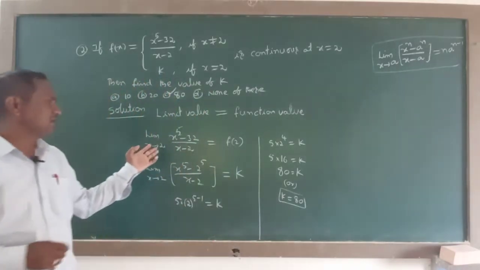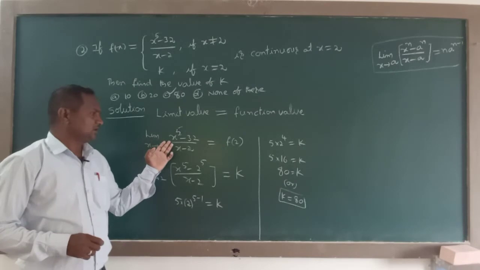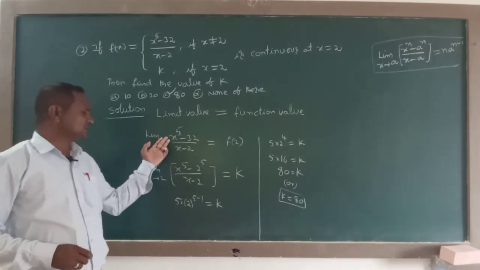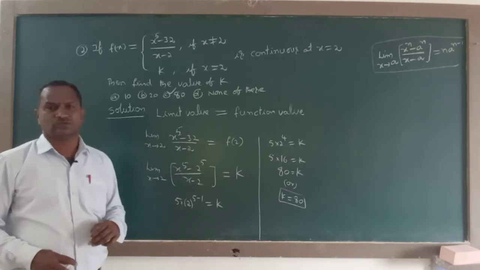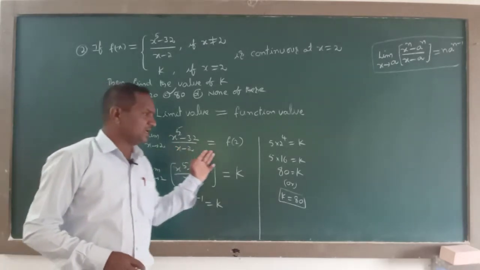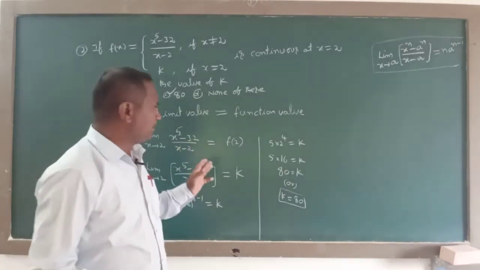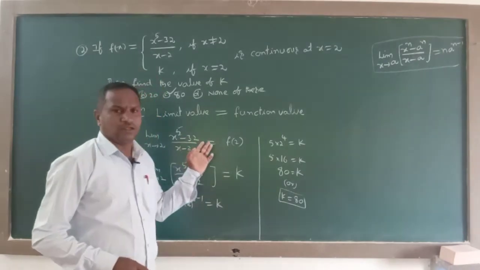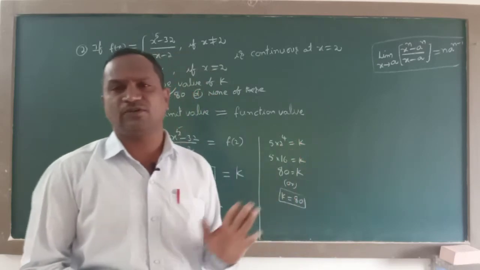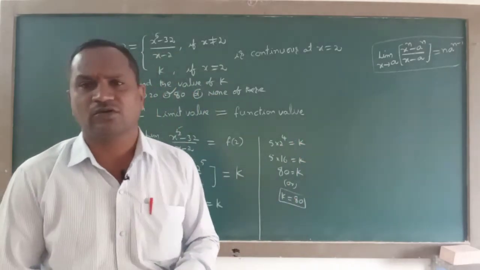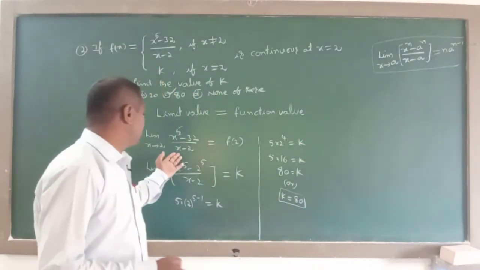Otherwise, if you apply L'Hospital's rule, it is the same. Differentiation of x power 5 is 5x power 4, and you can apply x is 2 also. By applying L'Hospital you will get the same answer here. Differentiation of x power 5 is 5x power 4 and d by dx of x is 1.